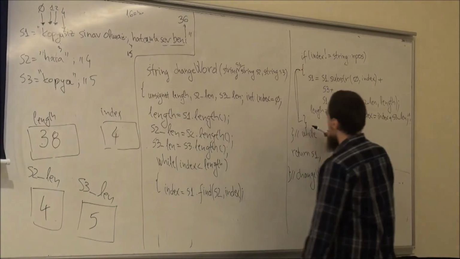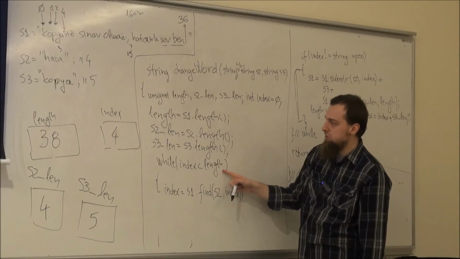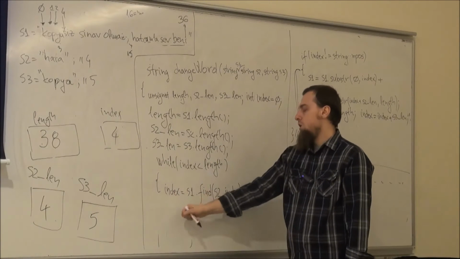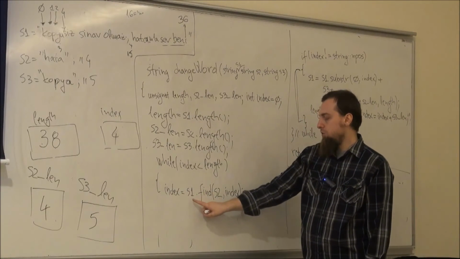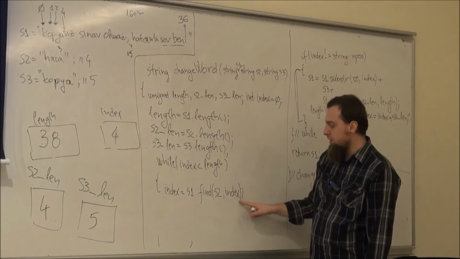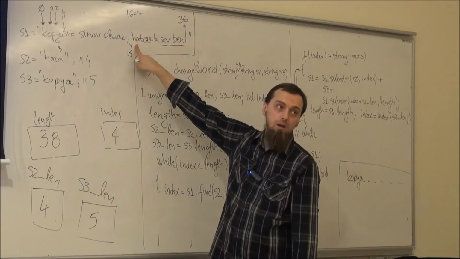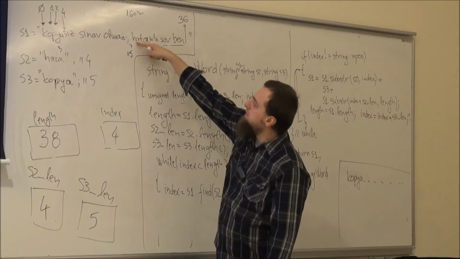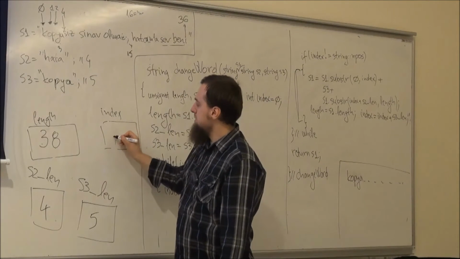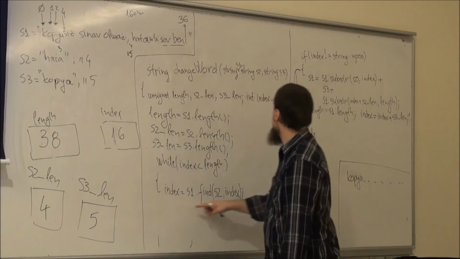We are not finished. We are going with a while loop. Index is smaller than length. Is this true? Yes, 4 is smaller than 38. We go inside. The new index will be the following. We should find in S1 the string S2 starting from index 4. So starting from here, we should find the next hata. Okay? Let's say that this is 16. I'm making up the number. So index is going to be 16 here, and it's going to be returned to the index.